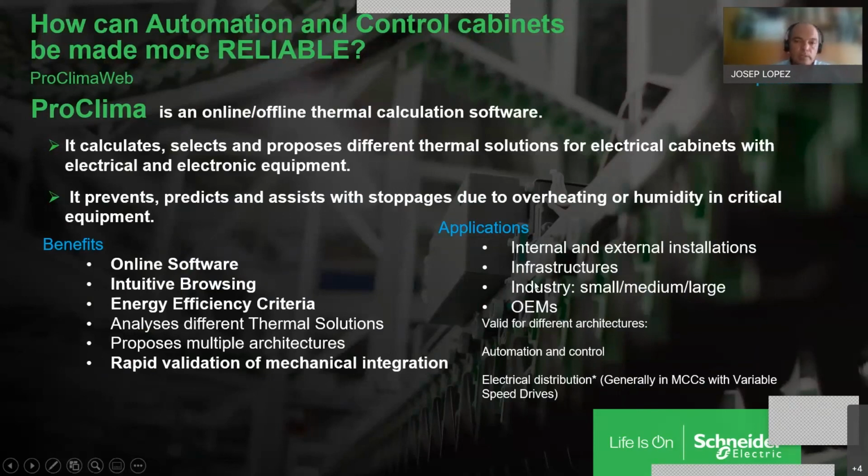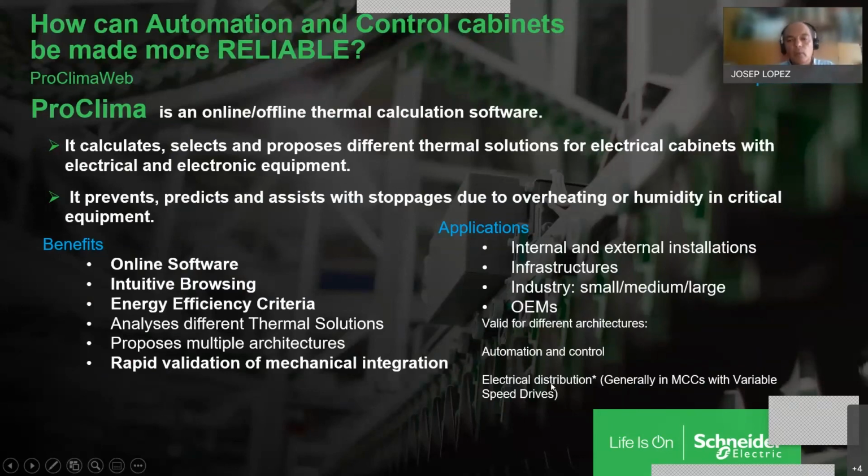As we are universal enclosures, we need to be on inside and outside, on internal and external installations, on infrastructures. We can see harbors, motorways, airports, wherever, okay, with sun radiation or without, even with shelters, it's possible to use ProClima, and on industry in different sizes, small, medium, and large, and OEMs, okay?